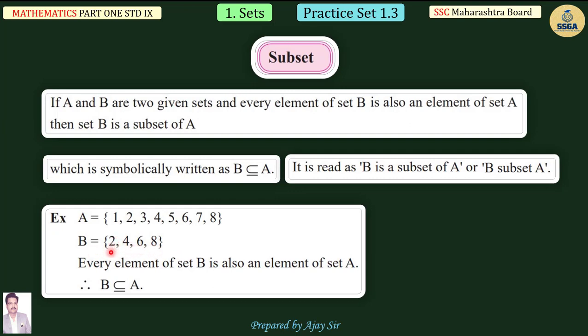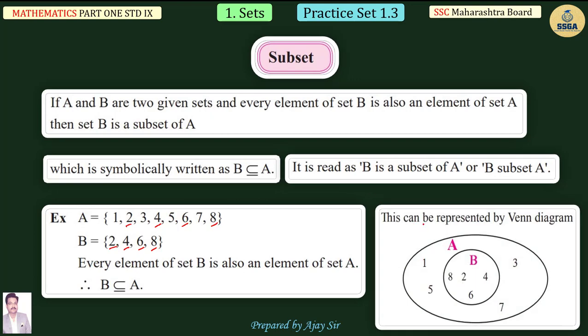Let us check that. 2 in B is also present in set A. 4 in B is also present in set A. 6 is also present in set A. Similarly, element 8 is also present in set A. So these 4 elements are already present in set A, so we can say that B is a subset of set A. Every element of set B is also an element of set A.